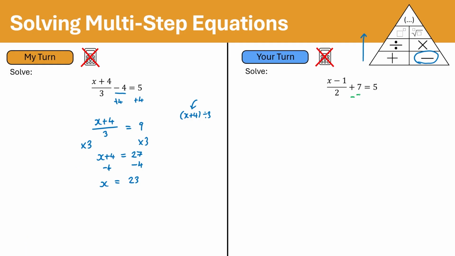I'll start off by subtracting 7 from both sides. On the left, that'll leave me with (x - 1) over 2. And on the right-hand side, if I do 5 take away 7, that will take me to negative 2. I'll then multiply both sides by 2, and that leaves me with x - 1 is equal to negative 4. I can then add 1 to both sides, and that leaves me with x is equal to negative 3.